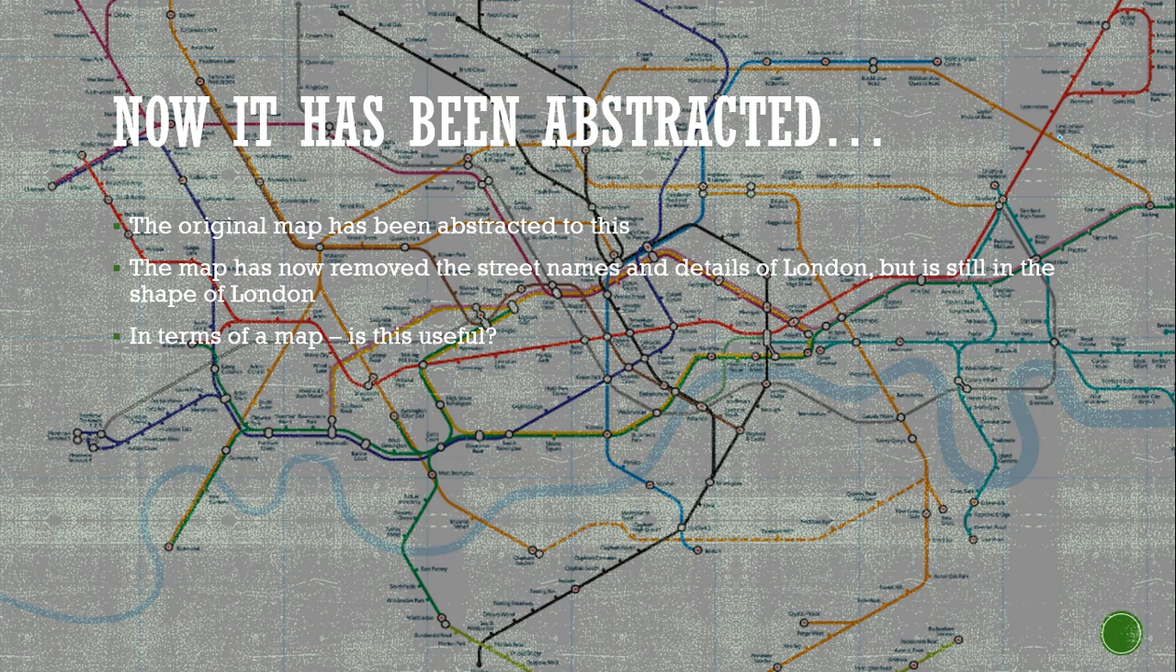So in terms of a map, is this useful? Well, yes, it is useful. For example, we want to go from Liverpool Street eastbound. I know my underground map well, so I know that Liverpool Street is here. And we want to head eastbound, so that's in this direction. So we know what we're doing there. However, this map has the shape of London, so in terms of it being of the London Underground, it's not very useful.